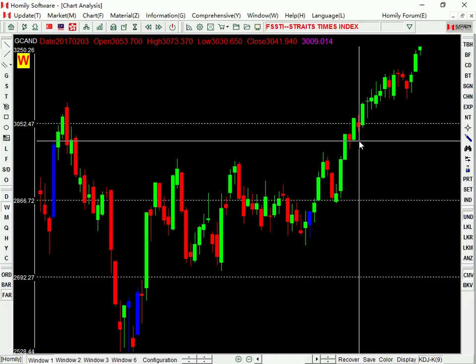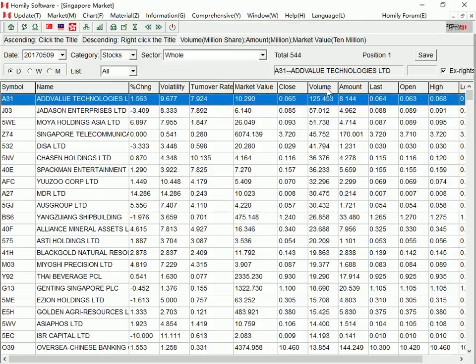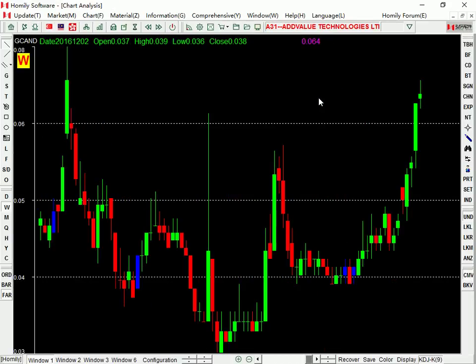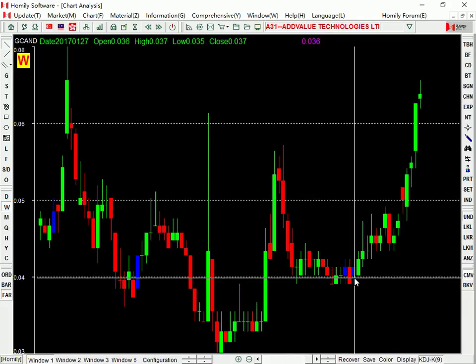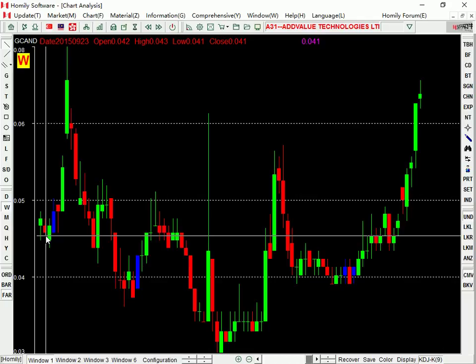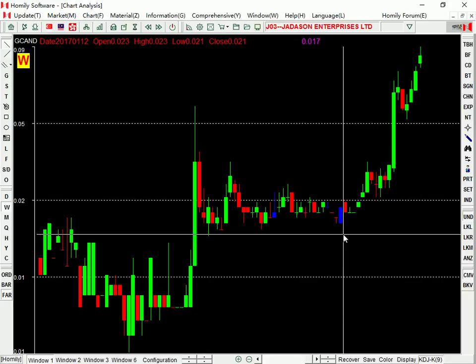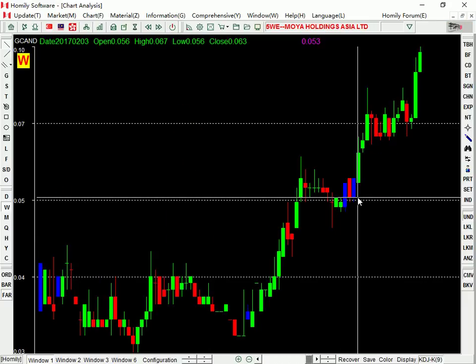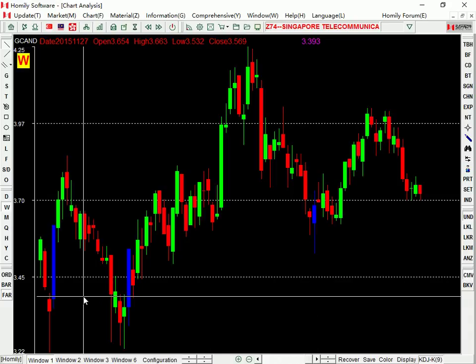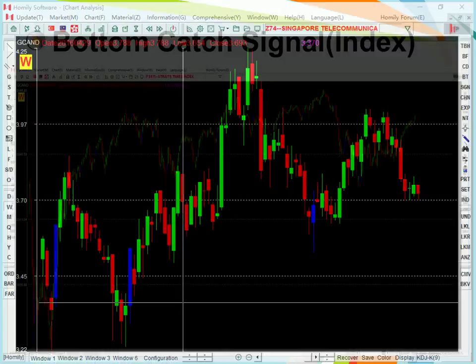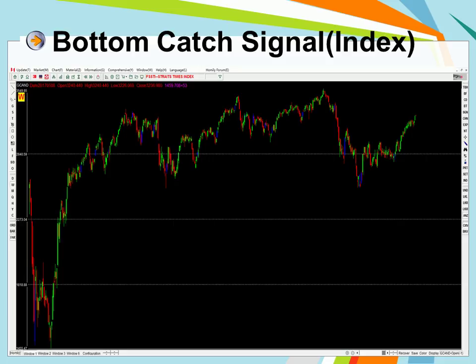If you use it to judge some individual stocks, it's the same. For the weekly chart, here is the buy point. Here is the bottom. Here is another bottom, right? So we can see around this price, here is the bottom. If you follow this signal, you can know where the bottom is. Okay? So here is another bottom, bottom and bottom. So this is for the weekly chart. If you want to judge whether the trend is good or not and where the bottom is, you can use the bottom catch signal to judge. This is for the index.